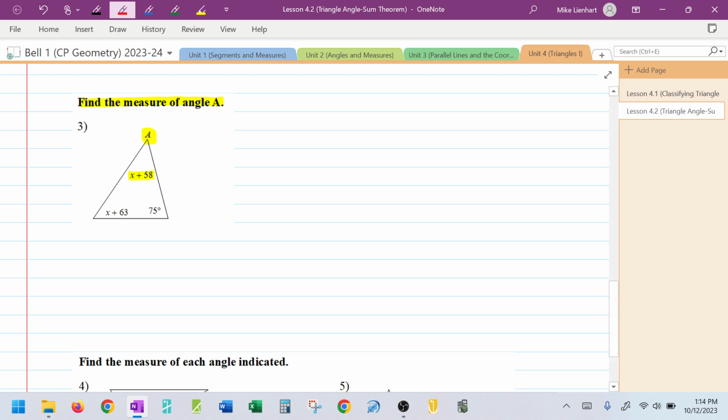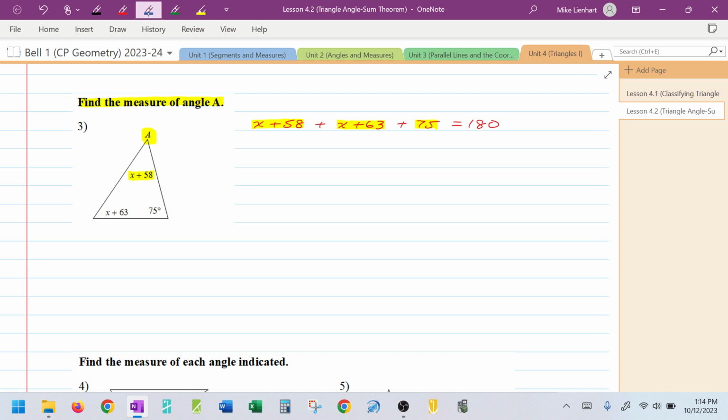I know the three angles of a triangle add up to 180, so I'm going to write down x plus 58 plus x plus 63 plus 75 equals 180. This again is the triangle angle sum theorem. Here's one angle, here's the other angle, here's the third angle, all added together.